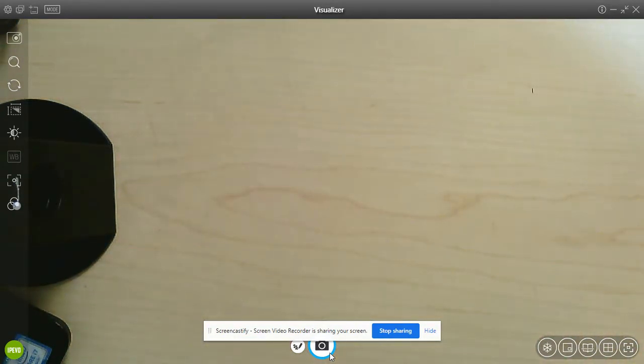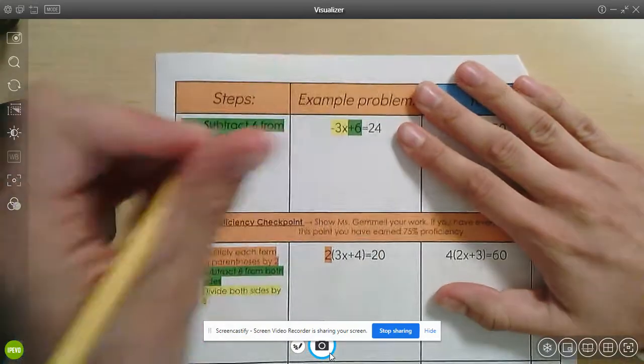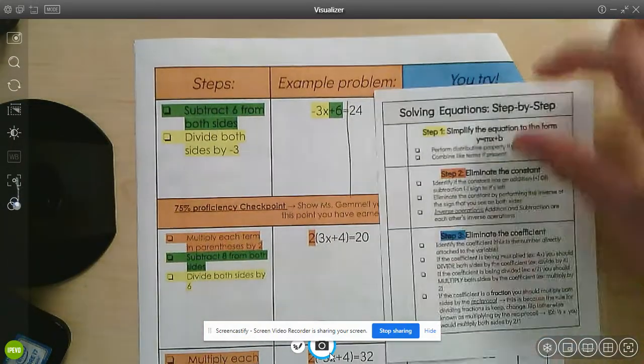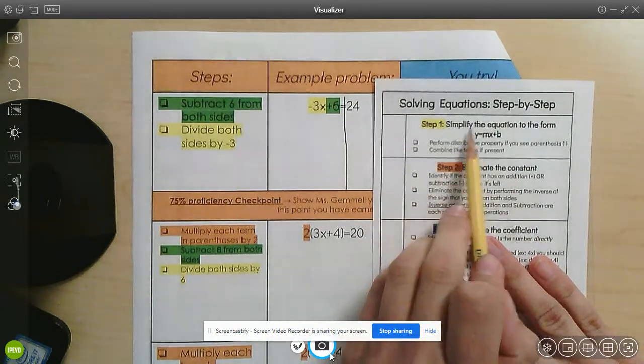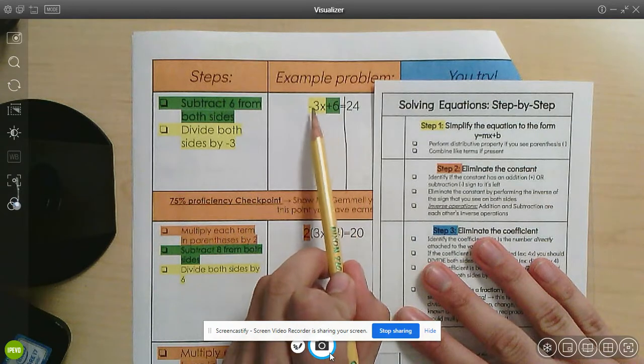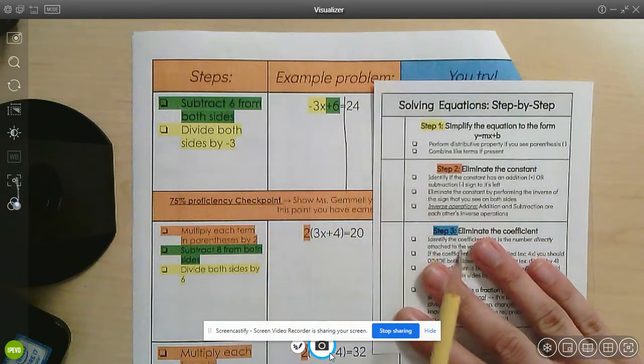All right, next example. This is the last one for this section. All right, let's go ahead and draw our line through the equal sign. Step 1, simplify the equation to the form y equals mx plus b. I know this is in the right form, so I can move on.